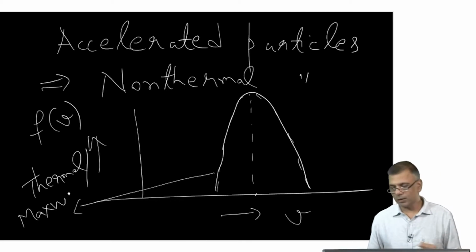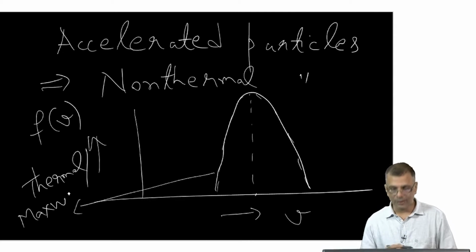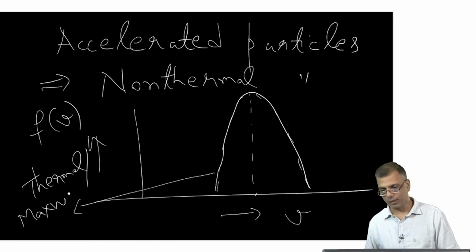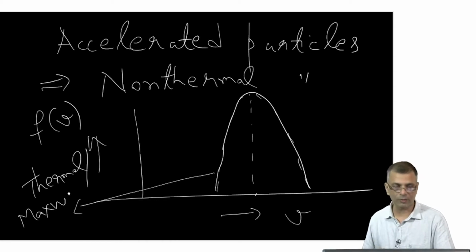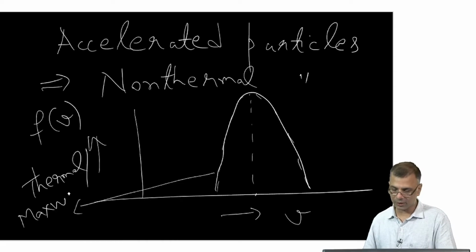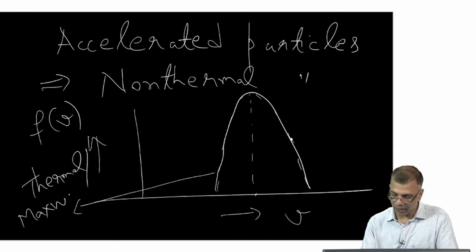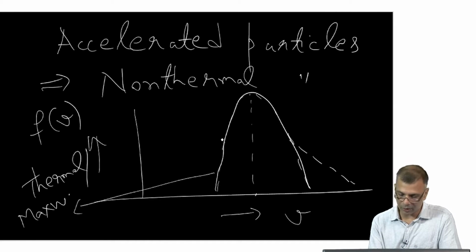Now what do I mean by non-thermal? Anything that is not this, really. In particular, what we observe most of the time in astrophysical situations is that there is very often a non-thermal tail. In other words, there is an enhancement at higher velocities. And since velocities can go either way, positive or negative, I will draw this here also.